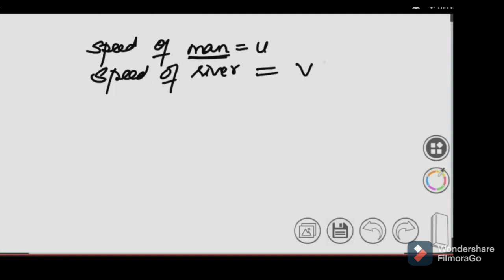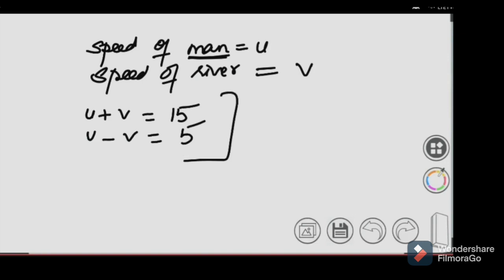So what is the first equation you were telling me? u plus v is equal to 15. And second, u minus v is equal to 5. Yes. So again, we have two equations, two unknowns. We can solve the question. Okay, we will get u and we will get v. So these are pretty basic questions which you should be able to solve either by logic or by relative velocity.